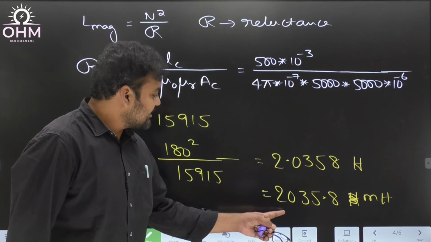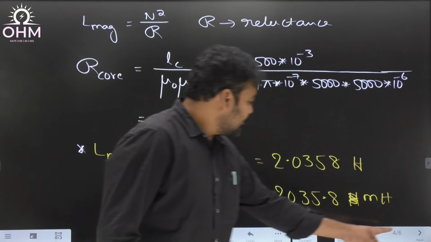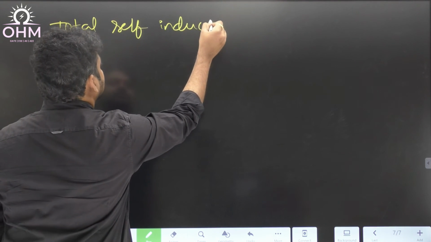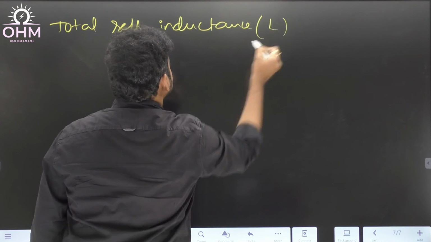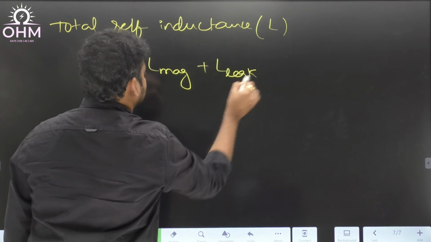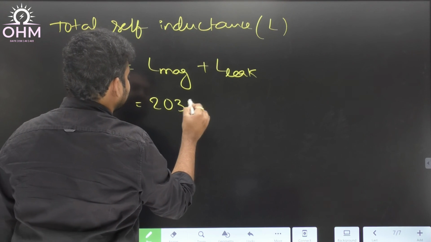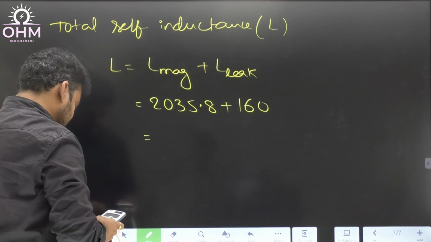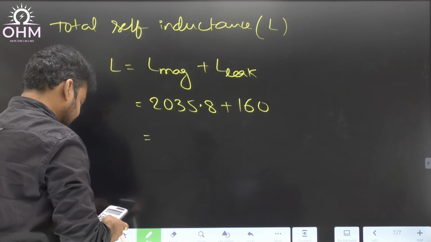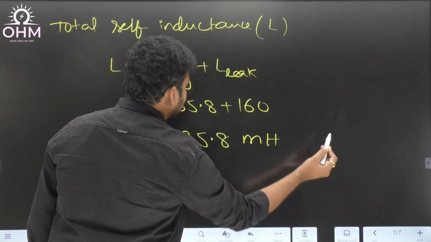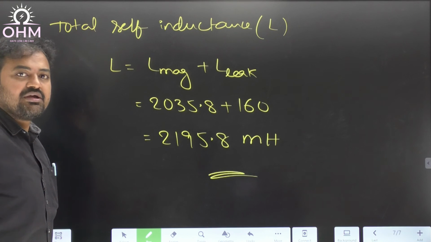Therefore, finally, what is the answer? Magnetizing inductance is 2035.8, leakage inductance is 160. What is the total self inductance? Total self inductance L is equal to magnetizing inductance plus leakage inductance. So if you add 2035.8 plus 160, the answer will be 2195.8 millihenries.